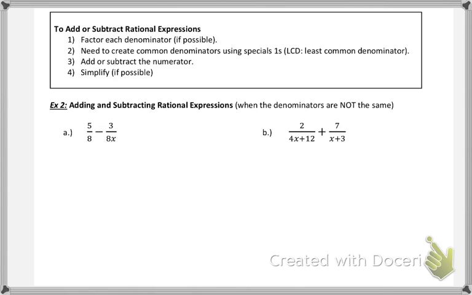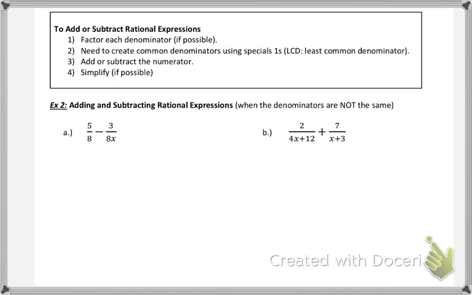So let's look at an example. In the first example, we have 5/8 minus 3 over 8x. And in this particular case, we don't have a common denominator. So when we add and subtract fractions, that's what we need. Okay, but it's very close, right? That first fraction, all we need is an x there.